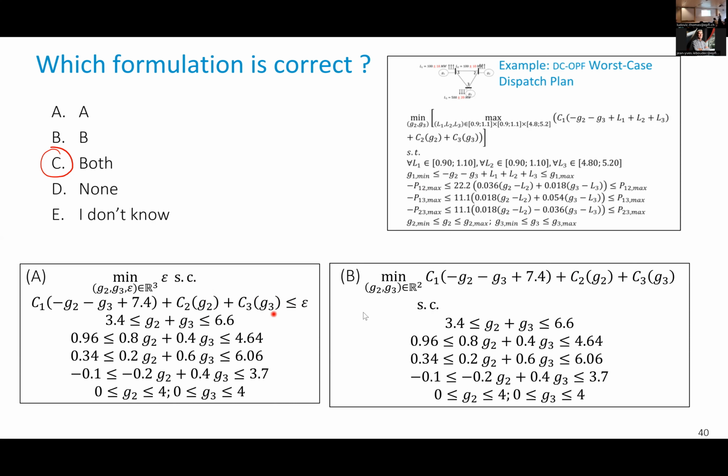Both are equivalent. Of course, if I have a choice, I would prefer B because there are fewer variables. But in reality, most of the time, the only thing we can obtain easily is A, because that results from a mechanical transformation. First, I get rid of the max by adding an epsilon. Then I get rid of the for all everywhere by solving one optimization problem per inequality. So that is typically what we will get for such problems.